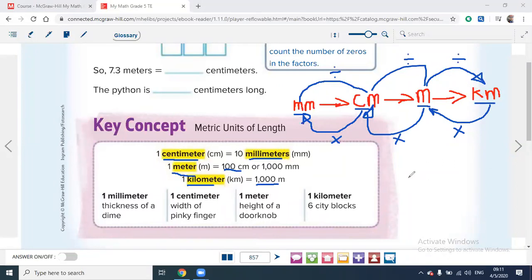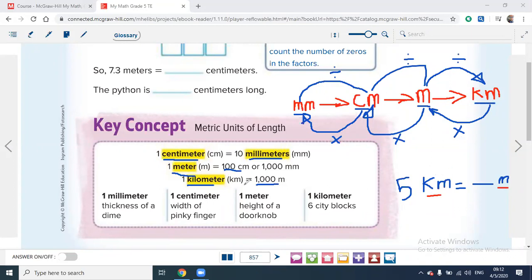For example, I'm asking, 5 kilometers equals how many meters? So I have to find first the relation between kilometer and meter. The relation here, 1 kilometer equals 1,000 meters. So I have to convert from kilometer to meter. Kilometer is larger than meter. So I have to multiply.